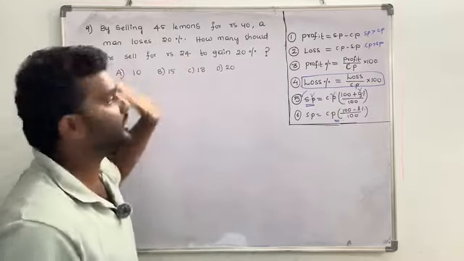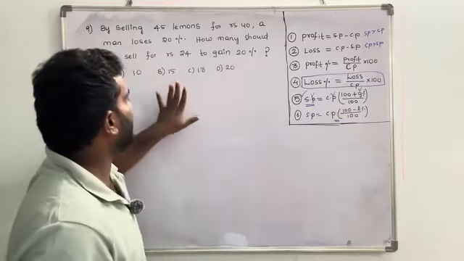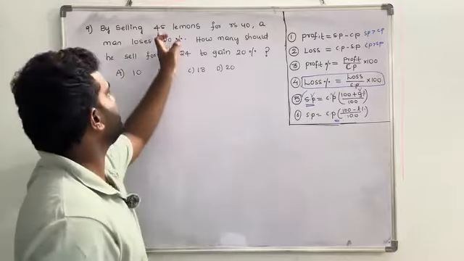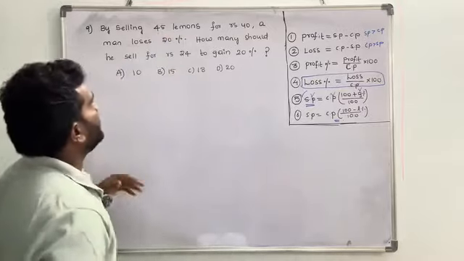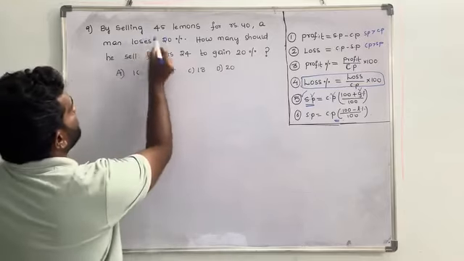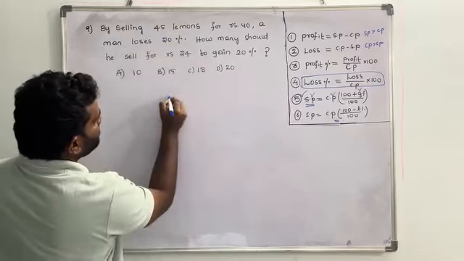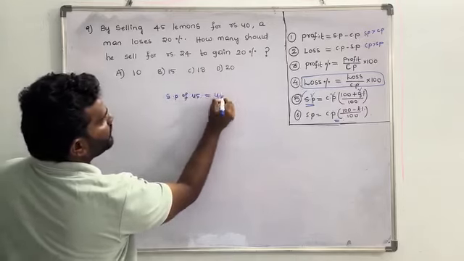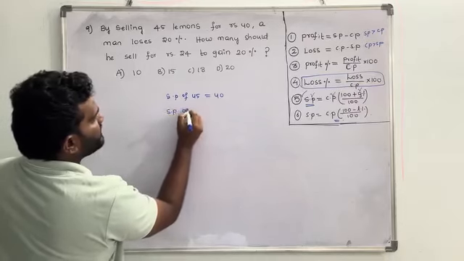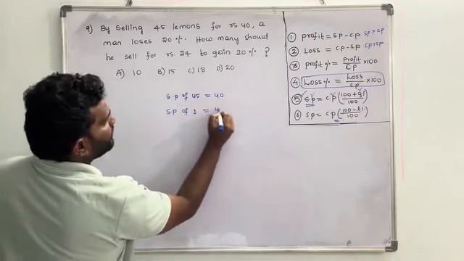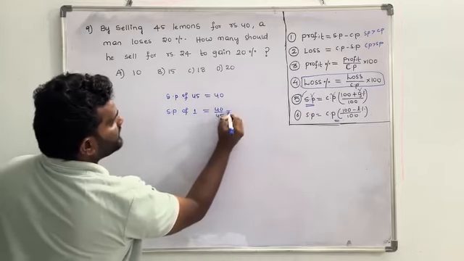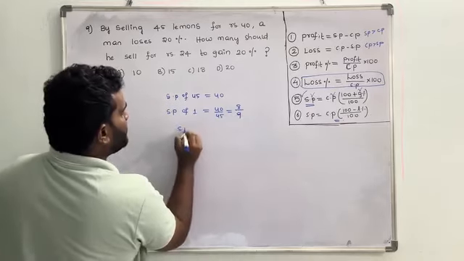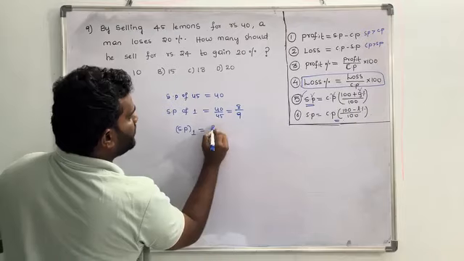For such types of questions, you need to first write down the cost price and selling price of one lemon. Since it is given for 45 lemons, let me write the selling price first. Selling price of 45 lemons is equal to 40 rupees. Convert this into 1: selling price of 1 lemon is equal to 40 by 45, which is nothing but 8 by 9.